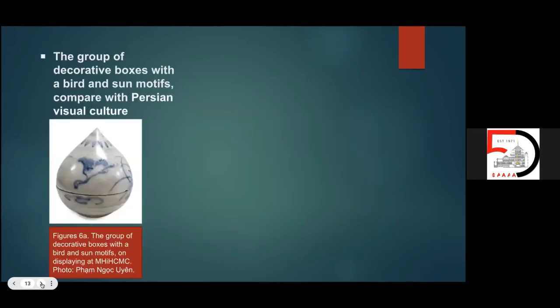The last group is the group of decorative boxes with a purse and sun motif, in which the two major forms are called the lotus form and the pear shape. This is a lotus cover box.